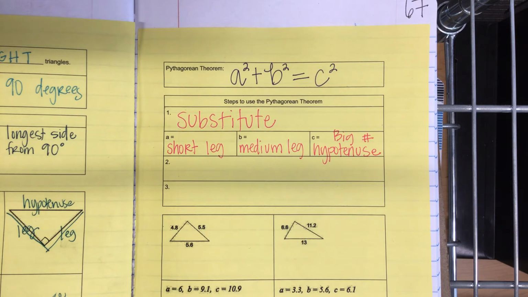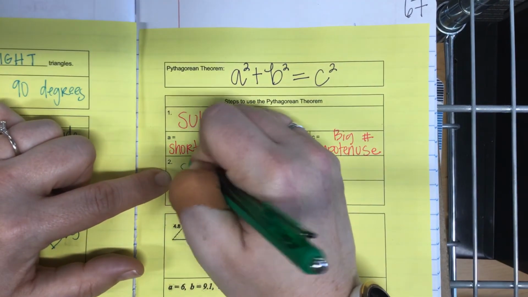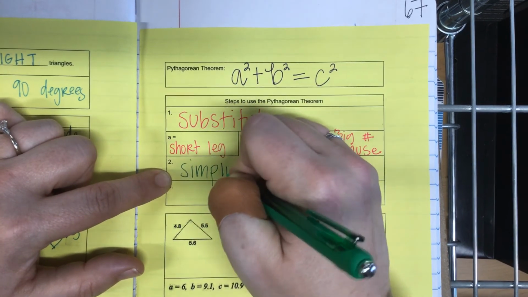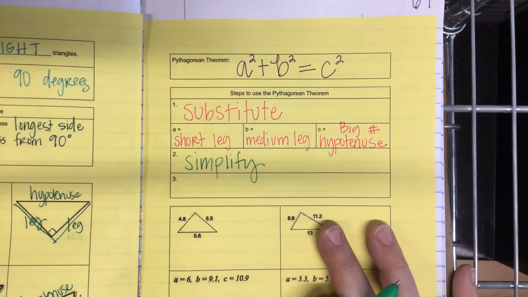Kind of like Goldilocks and the Three Bears. There's a baby number, a mama number, a papa number. We've got 3 values. You substitute. After you substitute, you're going to use a calculator to simplify. What does simplify mean?